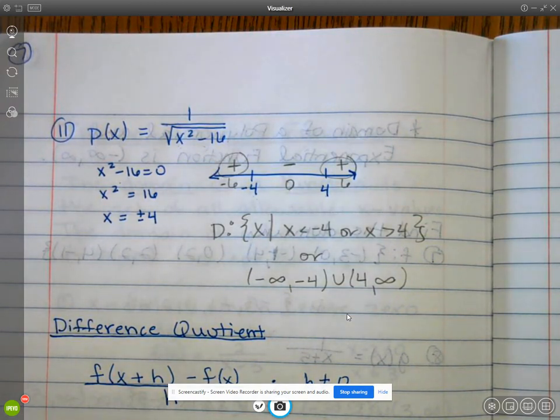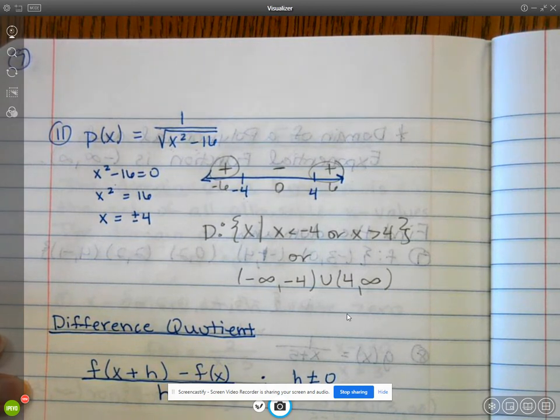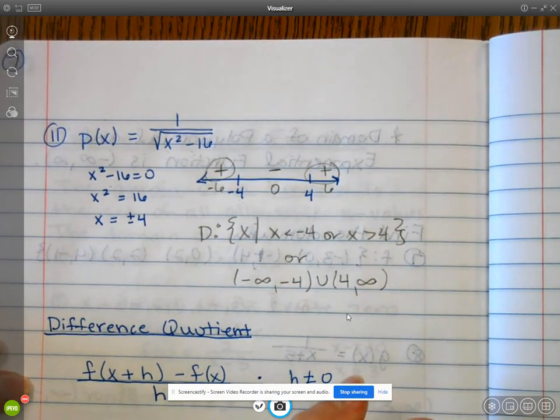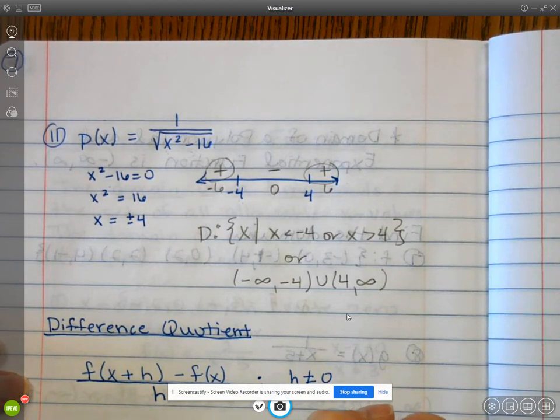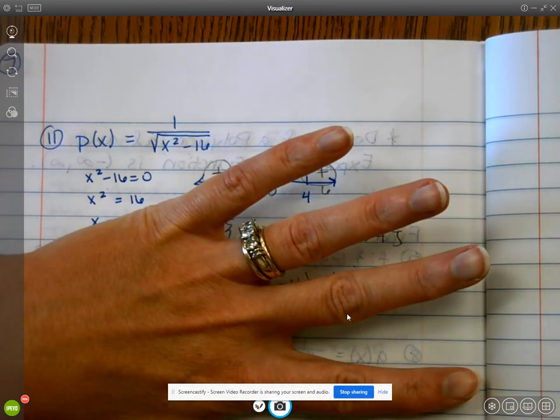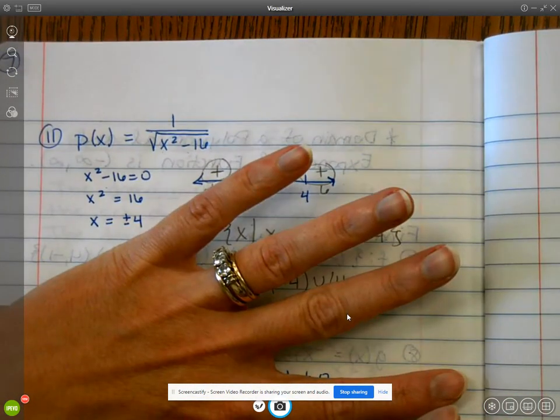And what problems are going to look like is it's going to say, here is my function. Find the difference quotient. Alright, that's an X, y'all. I got awful ugly over there, sorry.